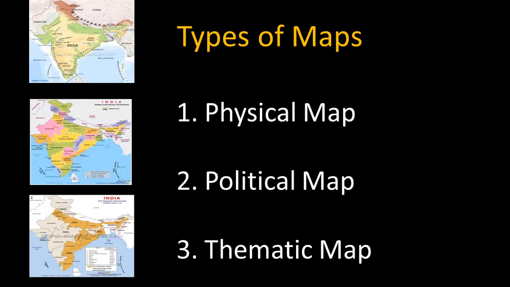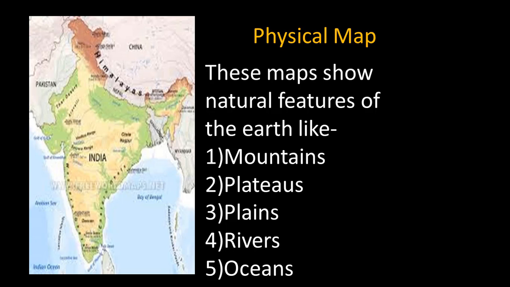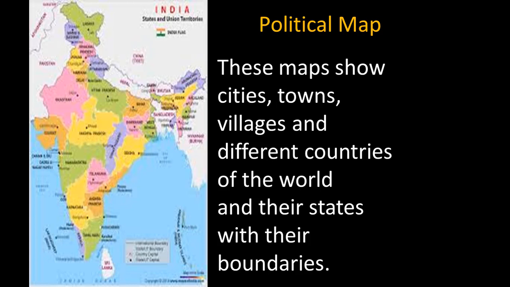There are three types of map: physical map, political map and thematic map. So let us discuss all these maps one by one. Physical map. Physical maps are the maps which show natural features of Earth like mountains, plateaus, plains, rivers and oceans.